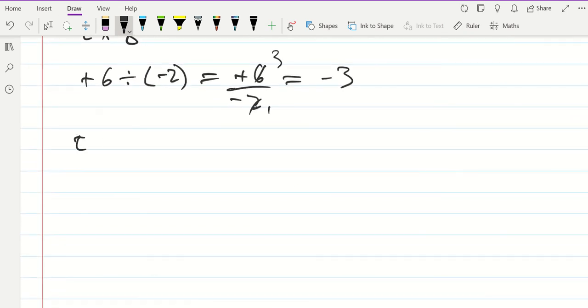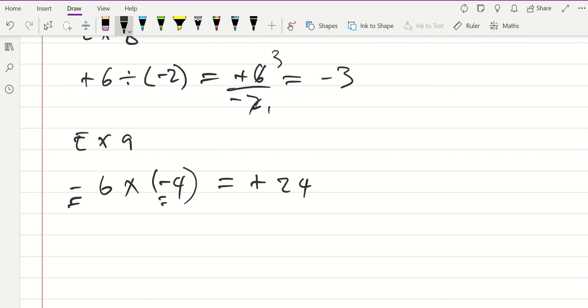Now let's move on to example number 9, which is supposed to be a walk in the park for you. -6 times -4. So if you multiply a negative and a negative, it's supposed to give you a positive. So it's going to be positive 6 times 4, that gives you 24. So you can just write this as 24.